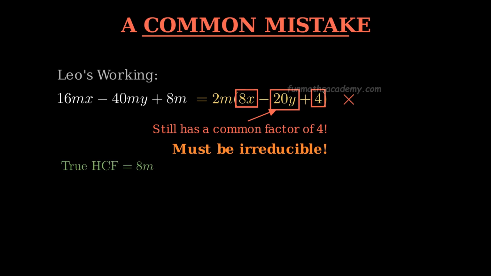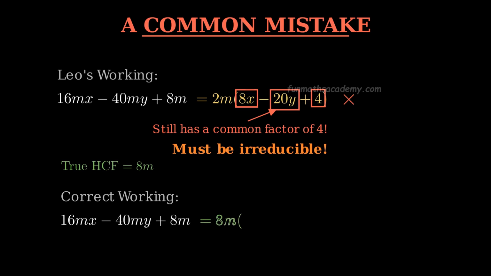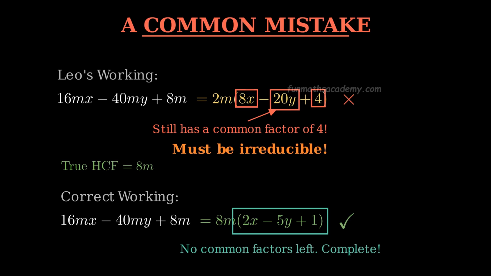The true highest common factor is 8m. The correct working is 8m times (2x - 5y + 1). Now there is no common factor left inside. The factorization is complete. Now it's your turn.